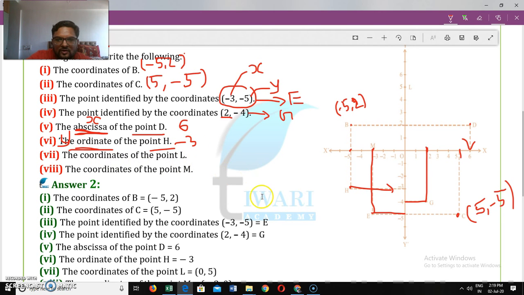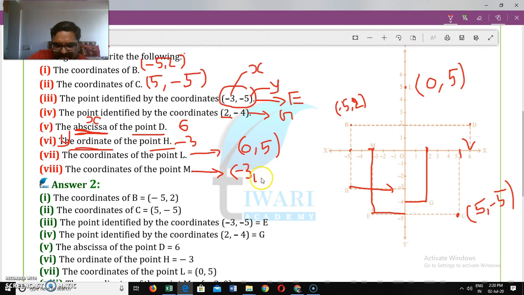The coordinates of point L. So we have to find L first here. Where is L? Here is L. It is on the y-axis, so there is no x in it. So the x value is 0 and the y value is 5. So (0, 5) is the answer for the coordinates of L. Similarly, if I talk about M, where is M here? Here is M. That is -3. So -3 is on the x-axis and there is no y for M, it is 0. I hope you students are understanding.